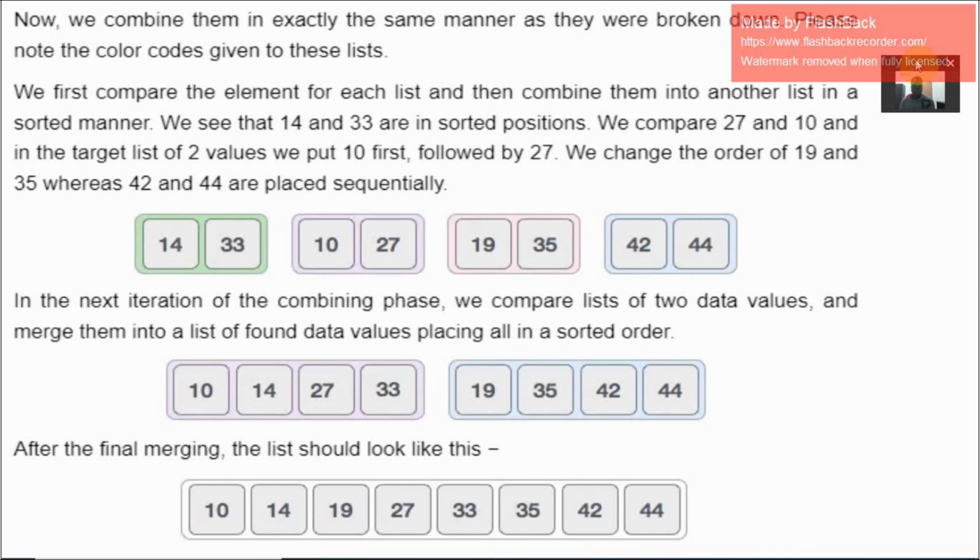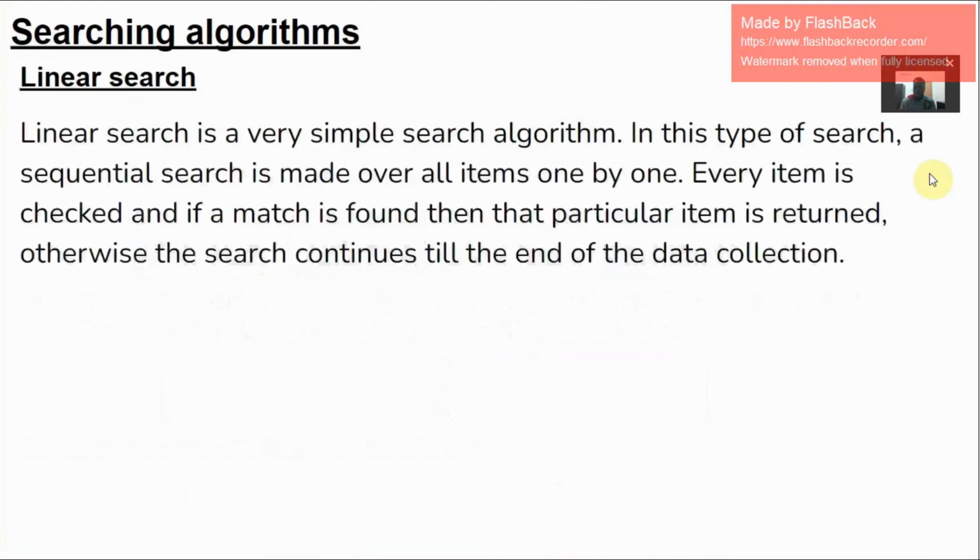In the next iteration of the combining phase, we compare lists of two data values and merge them into a list of four data values, placing all in sorted order. As you can see, 10, 14, 27, 33, they are now in sorted order. After the final merging, the list should look like this. As you can see, 10, 14, 19, 27, and so on, because the numbers have been sorted already. Then we move on to the next slide.